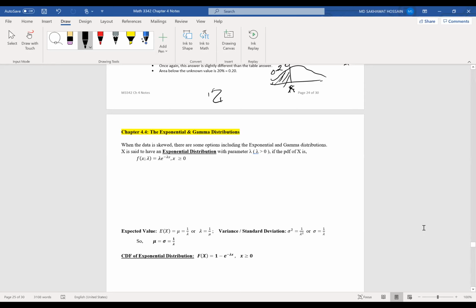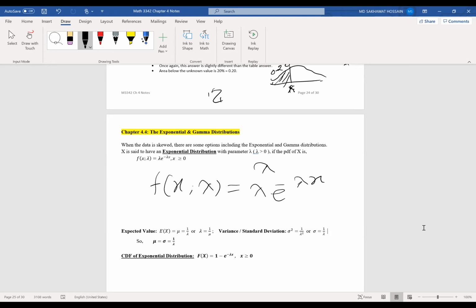The exponential distribution has one parameter, lambda. The PDF is f(x; lambda), where x is the random variable and lambda is the parameter, equal to lambda times e to the power minus lambda x.